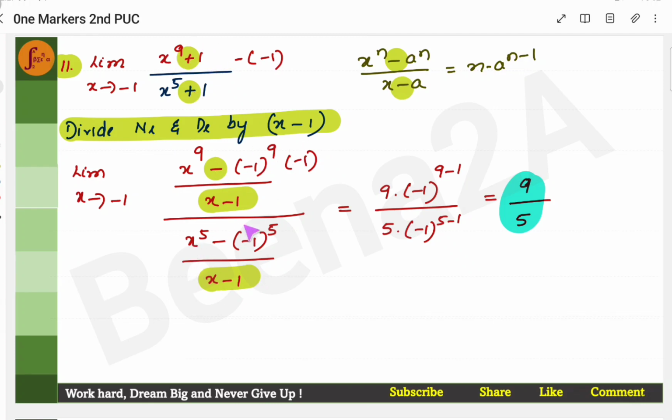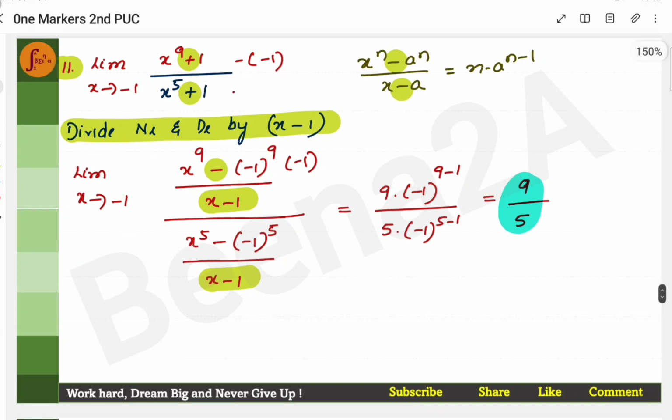So now the same thing we'll do in the denominator also. I have x to the power 5 plus 1. I will write plus 1 as minus of minus 1 to the power 5. Now I'll apply the theorem in the numerator separately and the theorem in the denominator separately. So the power is 9 and the number is minus 1, and decrement the power, 9 minus 1. Similarly in the denominator also I'll apply the theorem. The power is 5, I have minus 1, and decrement the power, 5 minus 1. So I'll get 9 by 5 as the answer.